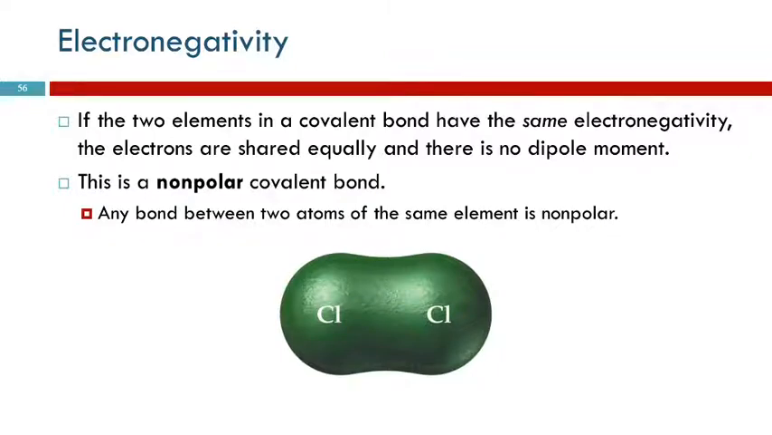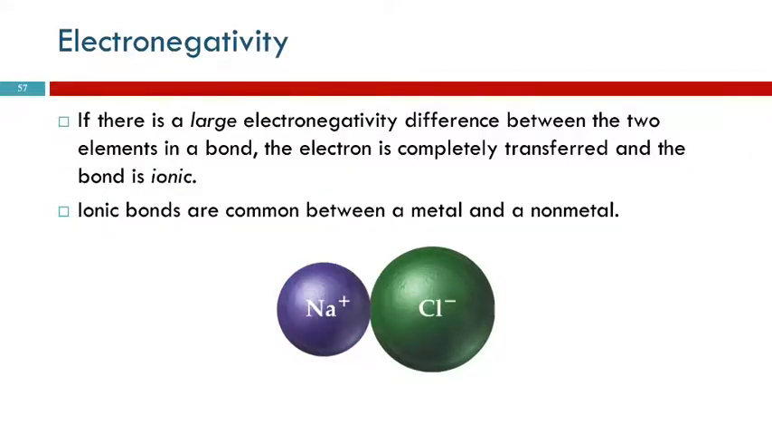If the atoms are the same, it's nonpolar. If we have a really big electronegativity difference, we're going to have a complete transfer of the electron from one atom to the other, and they'll form ions, and we get an ionic bond. Okay? So ionic bonds are common between metals and nonmetals.